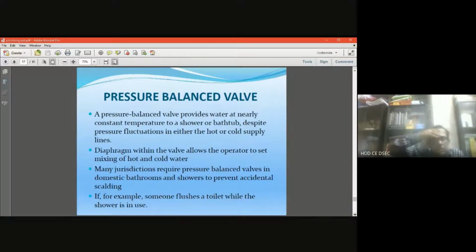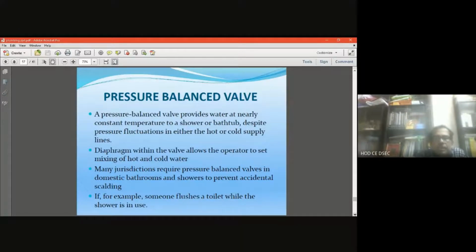Now, the pressure balance valve. A pressure balance valve provides water at nearly constant pressure. That's why it is named pressure balance. At nearly constant pressure means the pressure is not going to fluctuate in a shower or bathtub. Where bathing takes place under a shower or bathtub, you usually provide a pressure balance valve, because the pressure needs to be maintained constant, despite pressure fluctuations in either the hot or cold supply.